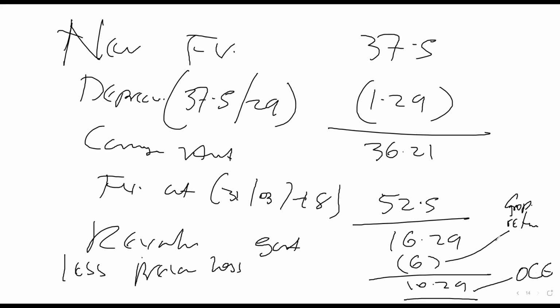11, the last footnote. Then we are done with this question. I need a little bit of understanding with the 6, which is going to the group retained earnings as a gain.